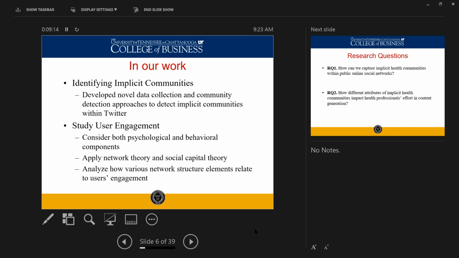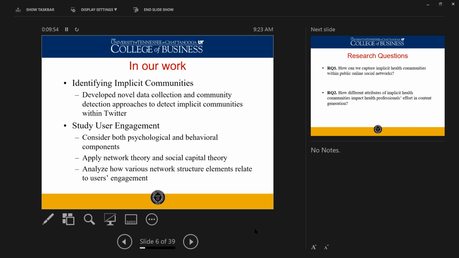So how do we go and find or identify what are these implicit communities? And so detecting these communities is where we focus a lot of work here. And then after we identify these communities, then we study the user engagement in these communities. So we consider both psychological and behavioral components and apply the network theory and the social capital theory to study the user engagement, how users engage in these, what knowledge they're sharing, how they're sharing.